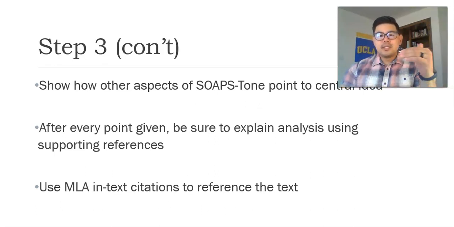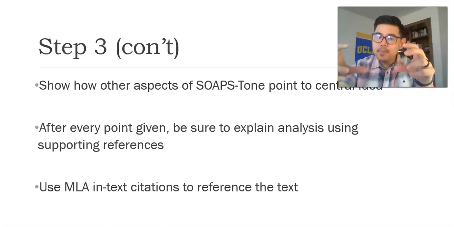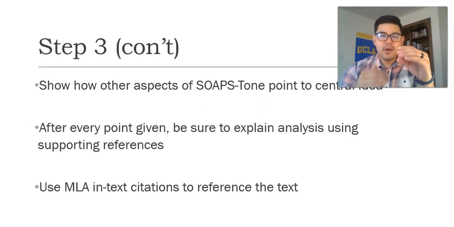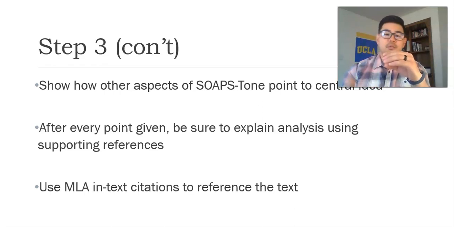After your central idea, I want you to go through each other aspect of SOAPSTONE and provide commentary on how that supports the central idea. So if you had the purpose of the text as the central idea, then you're going to go through, one by one, the different aspects of SOAPSTONE and show how that supports the purpose. For example, the speaker, Franklin D. Roosevelt: how does analysis of FDR support the purpose of his speech? Same thing with occasion, audience, subject, and tone. How does that all point to the central idea?